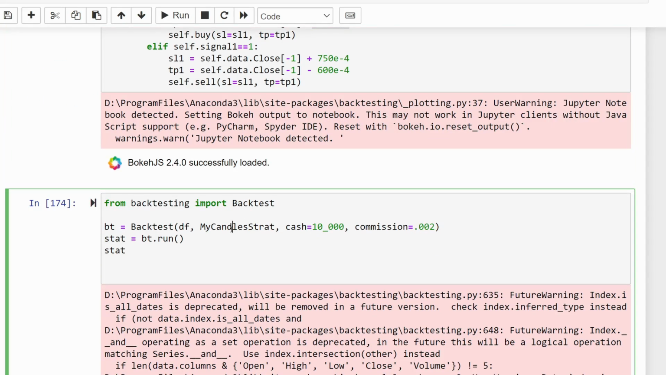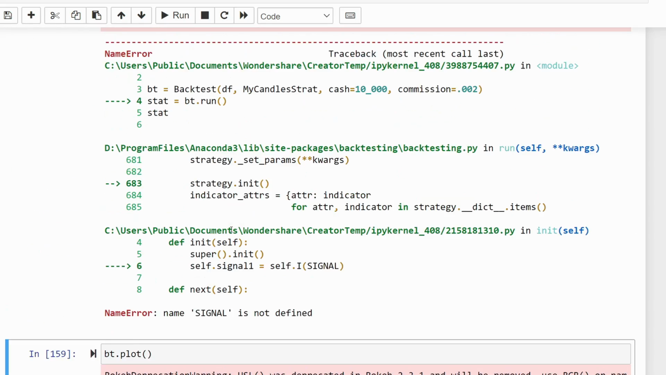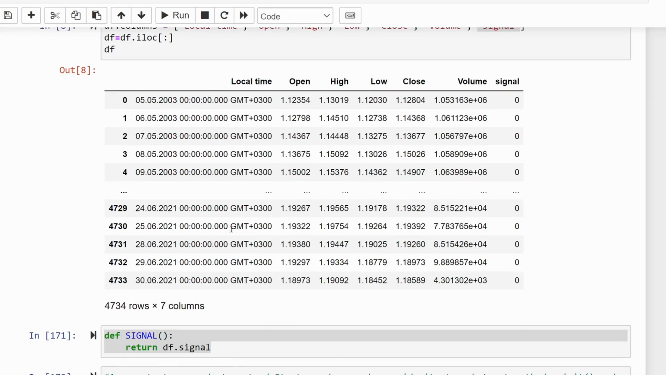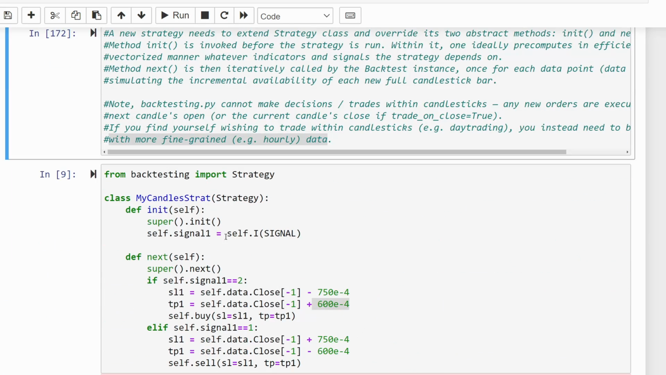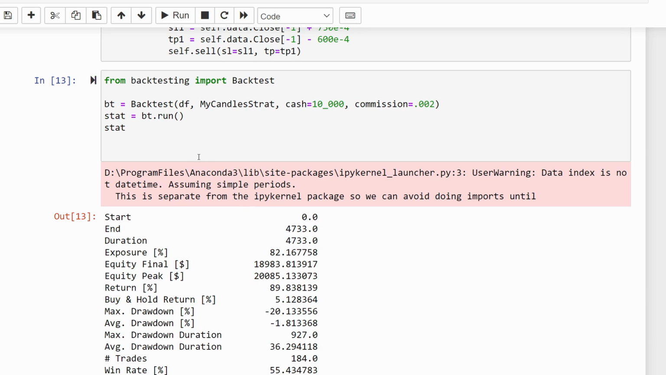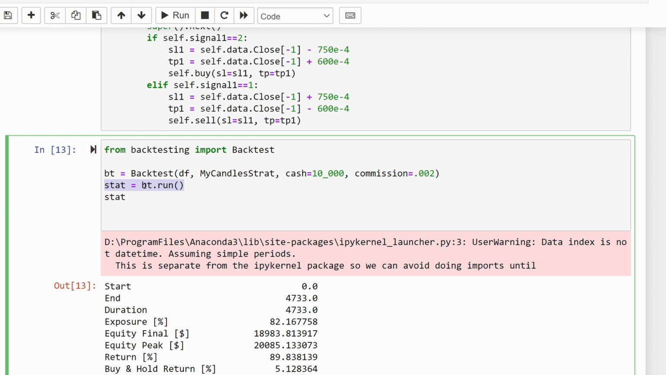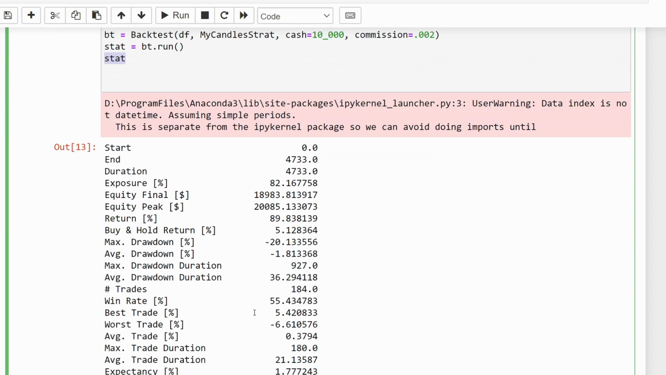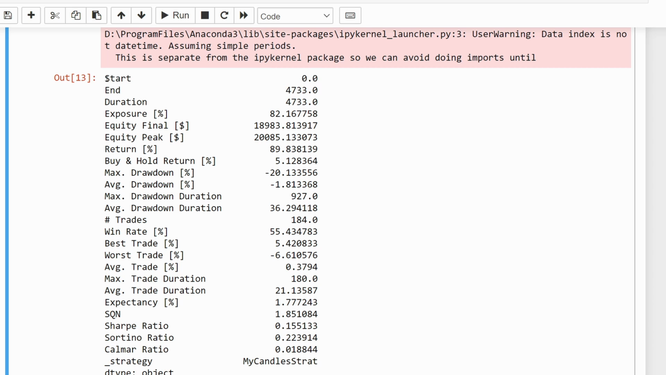We can simply run this cell. I already did. You can see this. Okay, we have a small error. I didn't run the function signal, so I have to run this, and then let's run this one. And these are our results. We are going to run the backtest variable and then check the stats, the statistics of our trading strategy. So these are the parameters. We have the starting candle, its index is 0. The ending candle, its index is 4,733. This is the total number of days. I'm using the daily charts, and this is the total number of candles that I have in my data frame.